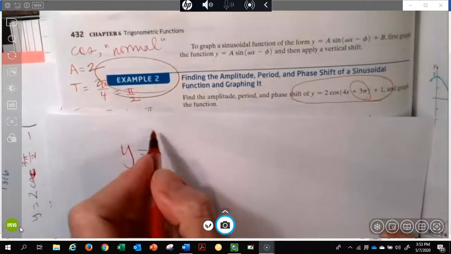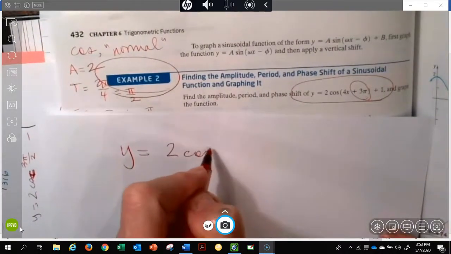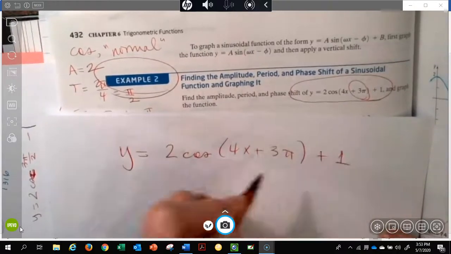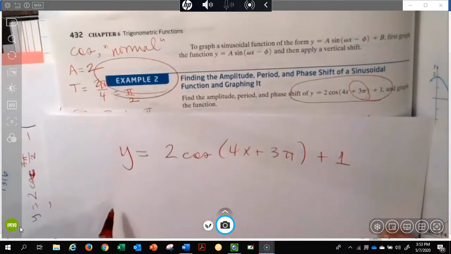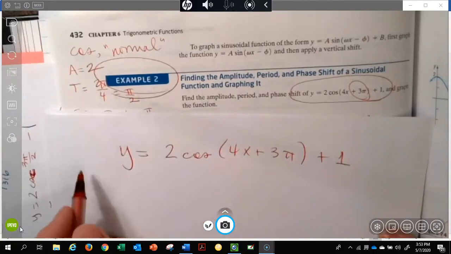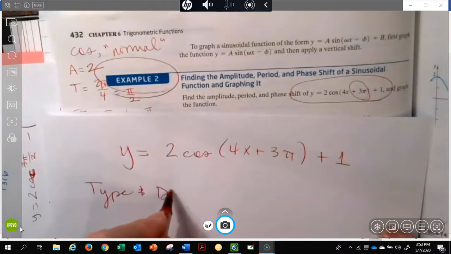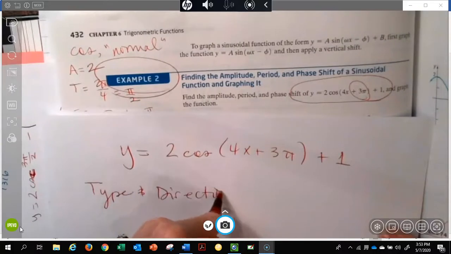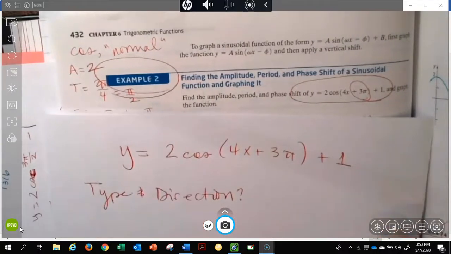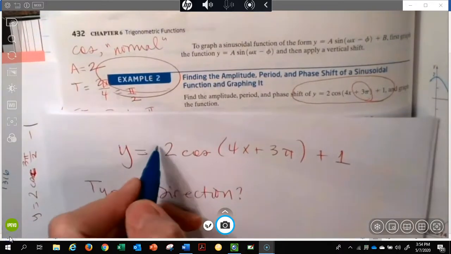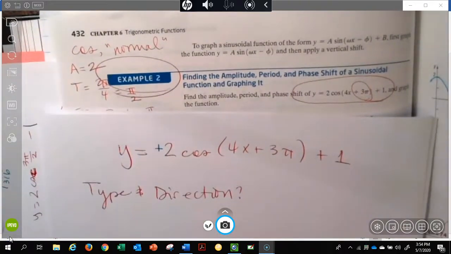So if they're asking us to take y equals 2 cosine of (4x plus 3 pi), plus 1, and to graph it, I want to ask some of the same questions. Some of the questions I've been asking you are what type of graph and what's the direction. So part of this is noticing that we have a positive 2. Positive means it's going to do its normal thing for whatever cosine is.